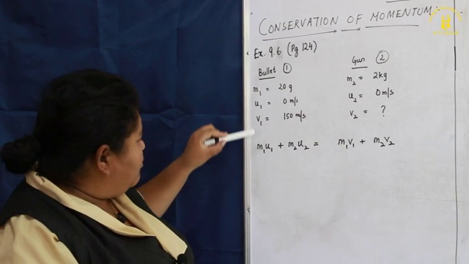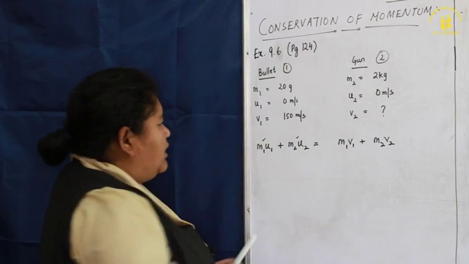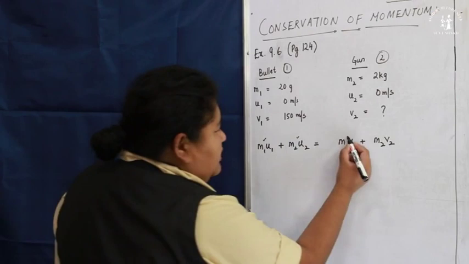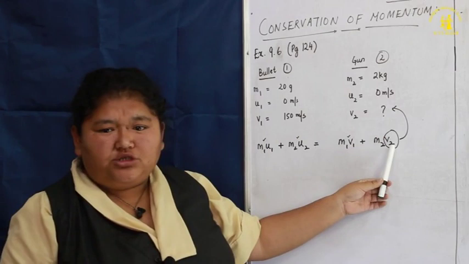M1 is C. We have also been given U1, the value, and M2, the U2 value. Then M1, V1 answer, and V2 is what we need to find. So the values are the same. Let us put it into the equation of value and substitute this way.